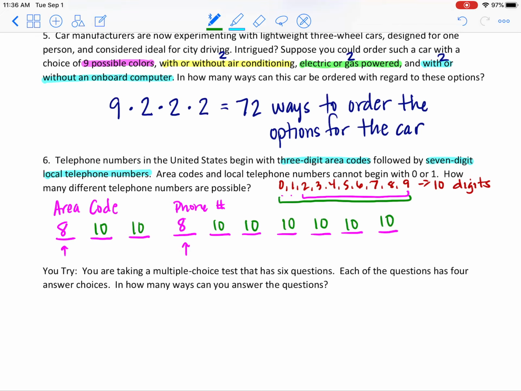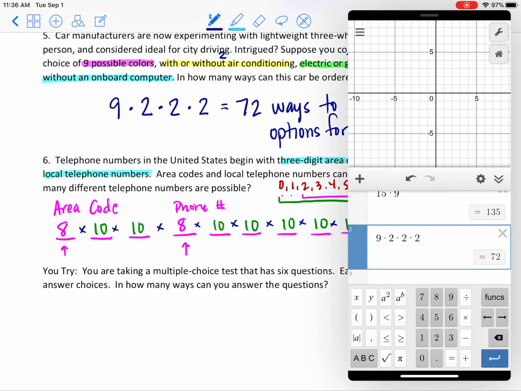So if I want to find the total number of phone numbers that are possible, I have to multiply all of the options for all of those spots. So we have to multiply. If I multiply all these, boom, boom, boom, then we get something I'm going to put into the calculator.